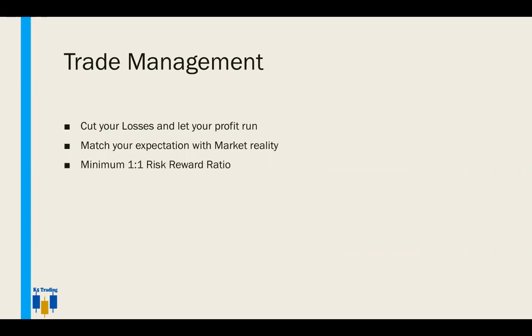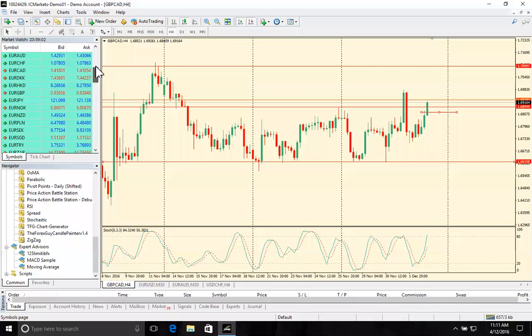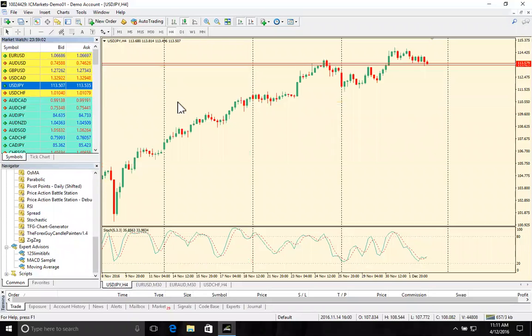One of the things is cut your losses and let your profit run. How do we do that? The way we do it is, for example, if I go into this trade, let's say on USD JPY, which is very strong, right? So let's say I'm on the USD JPY. At this place, I put 3 orders. This is 3 separate orders, not 3 lots, right? So you have order 1, order 2, and order 3.